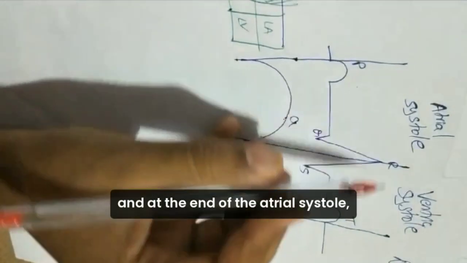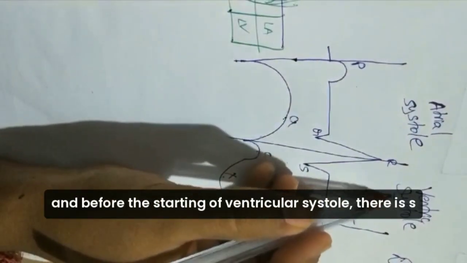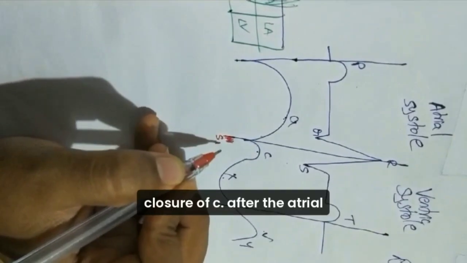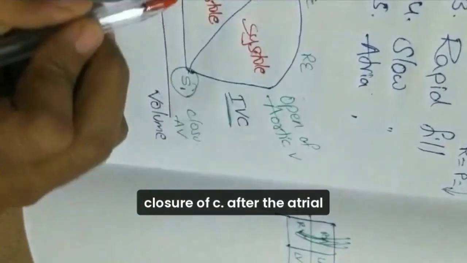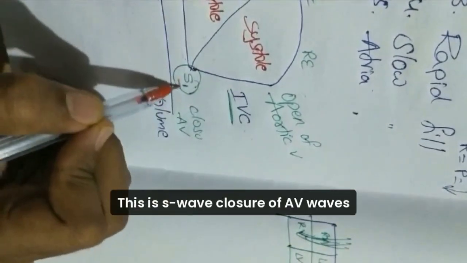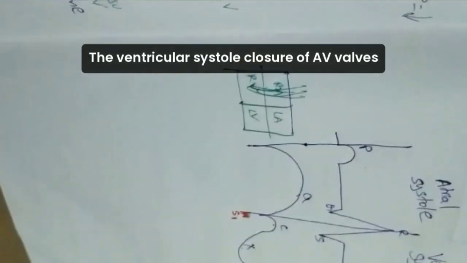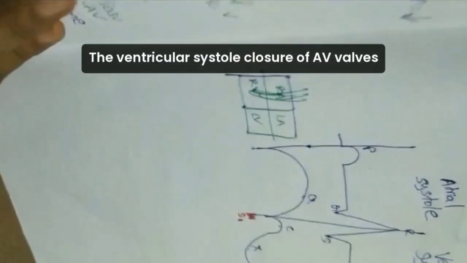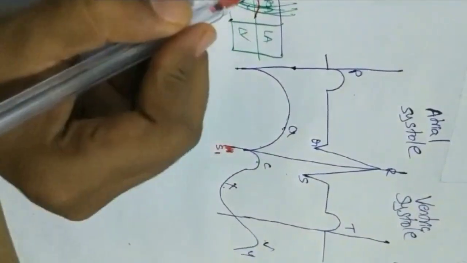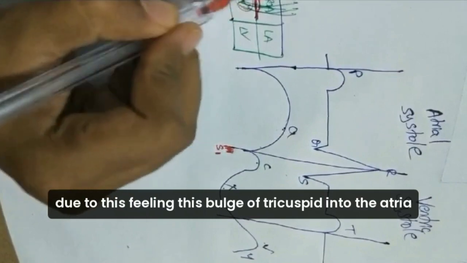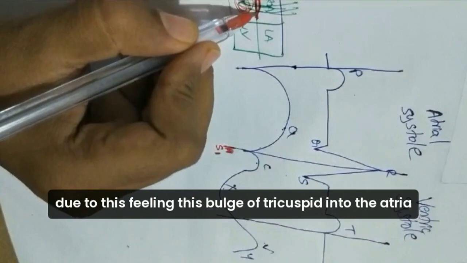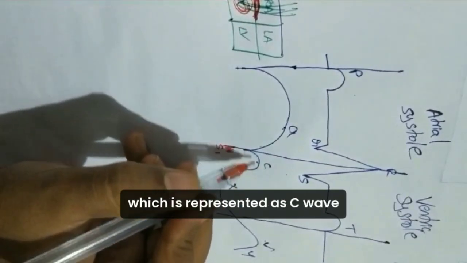At the end of the atrial systole and before the starting of ventricular systole, there is S1. S1 is closure of AV valves, after the atrial systole, before the isovolumetric contraction. Ventricular systole, closure of AV valves, there is small bulge. After the closure, due to this filling, there is bulge of tricuspid into the atrium, which is represented as C wave.